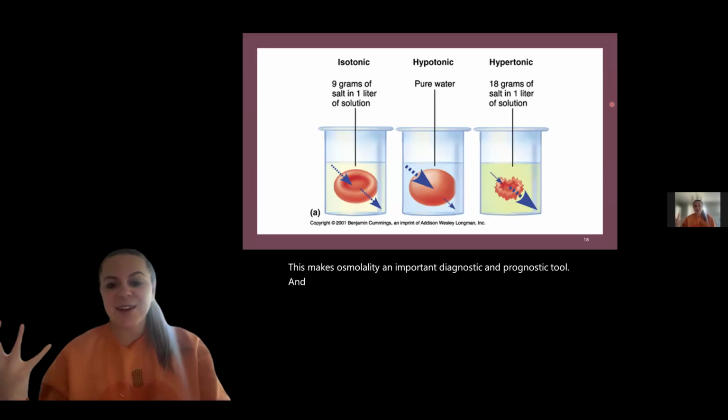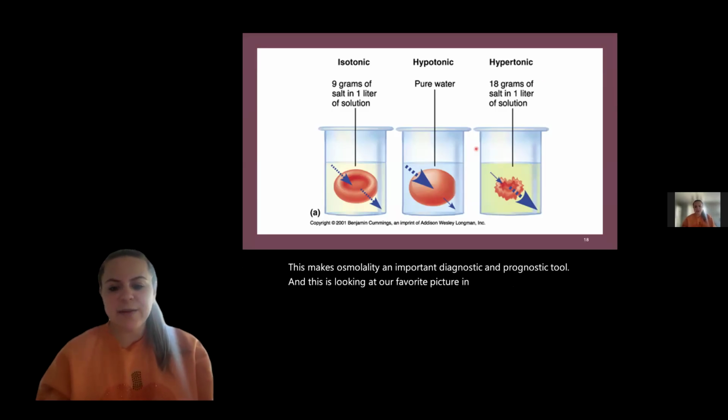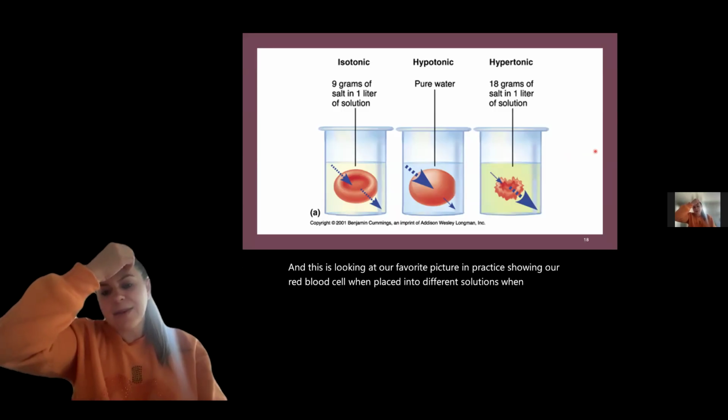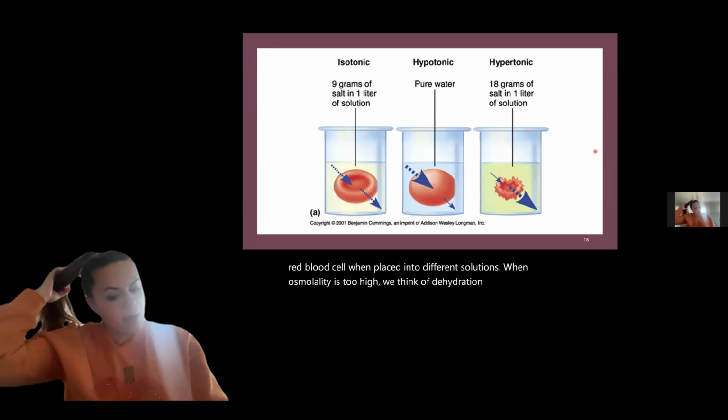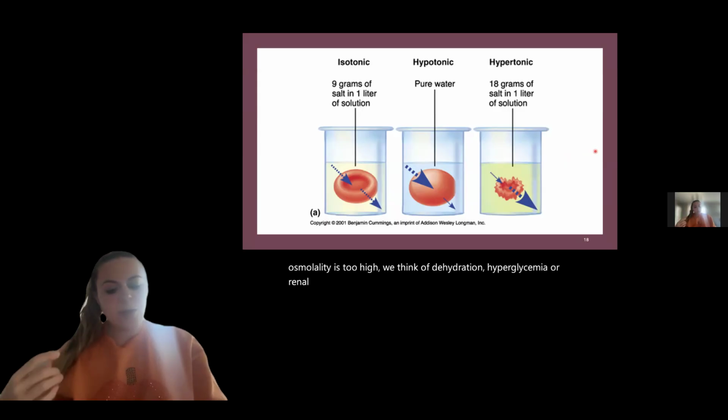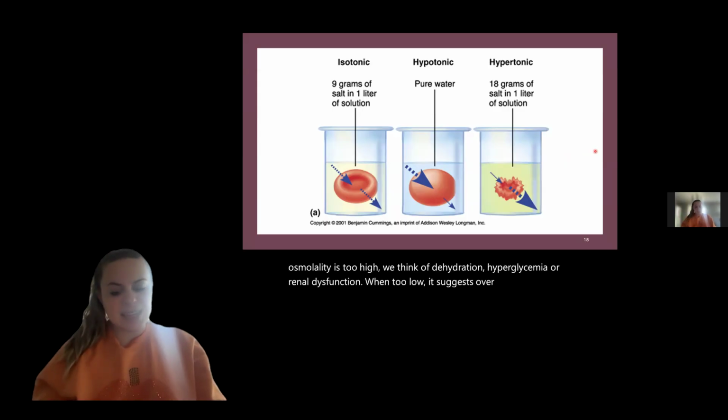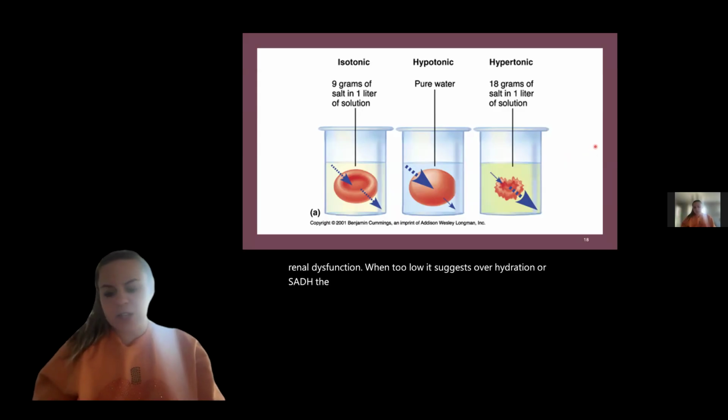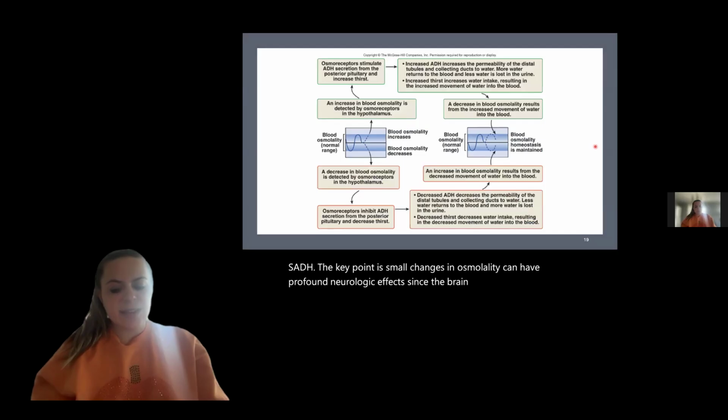And this is looking at our favorite picture in practice, showing our red blood cell when placed into different solutions. When osmolality is too high, we think of dehydration, hyperglycemia, or renal dysfunction. When too low, it suggests overhydration or SIADH. The key point is small changes in osmolality can have profound neurologic effects, since the brain is particularly sensitive to fluid shifts.